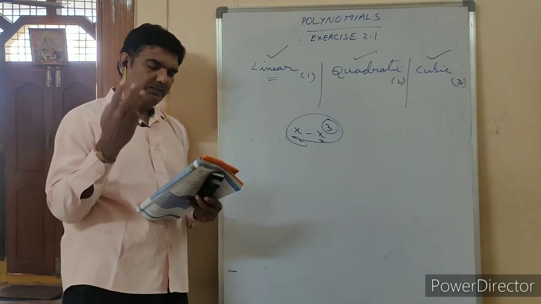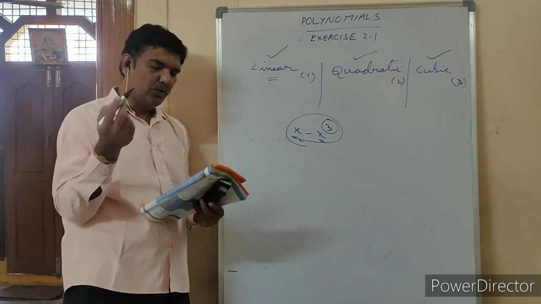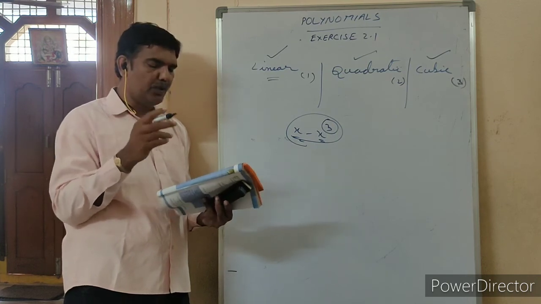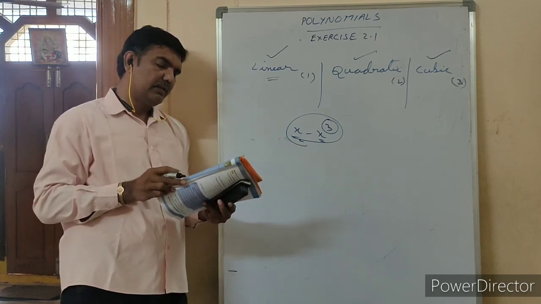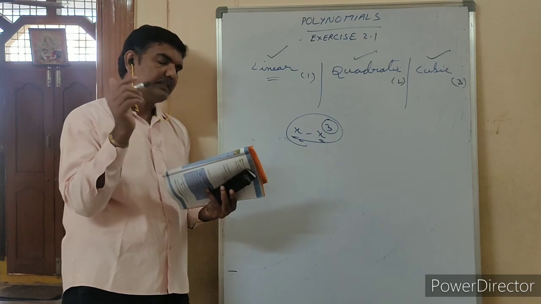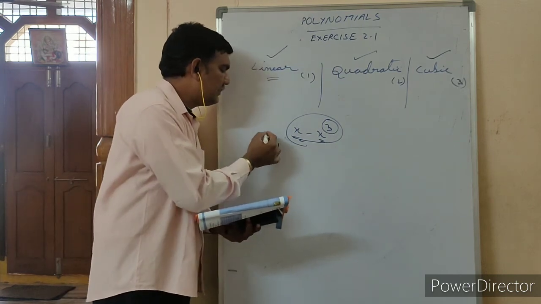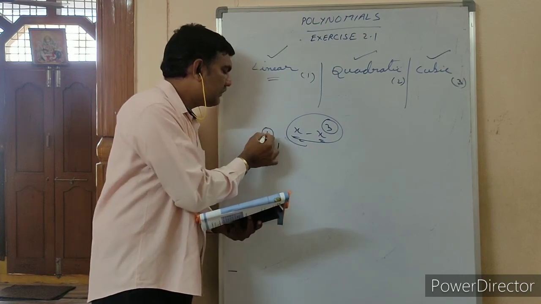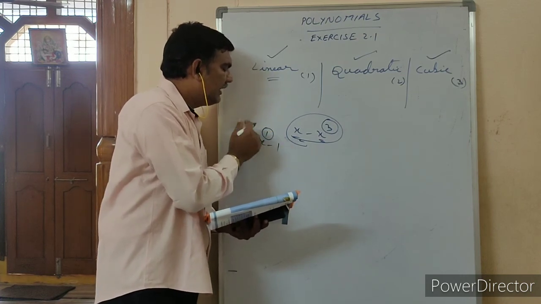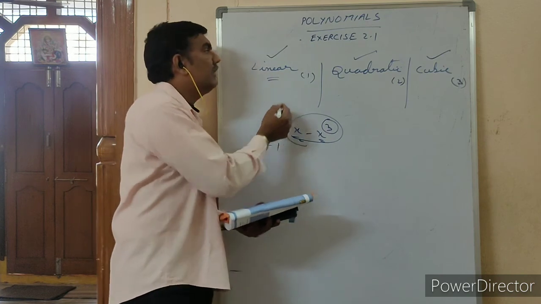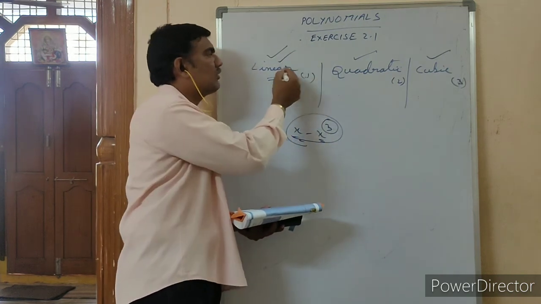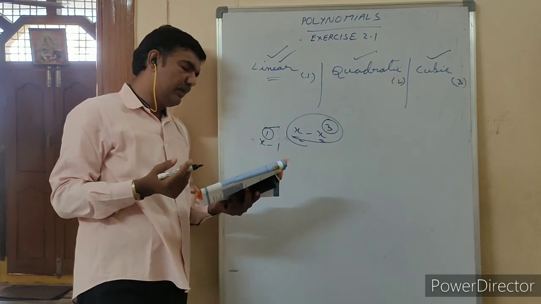Next, third question. What is the degree? 2. If the degree is 2, which polynomial is that? Quadratic. Fourth question said x minus 1. X minus 1 means x power what? 1. If x power 1 is there, the degree is also 1 only. If the degree is 1, that polynomial is called a linear polynomial.